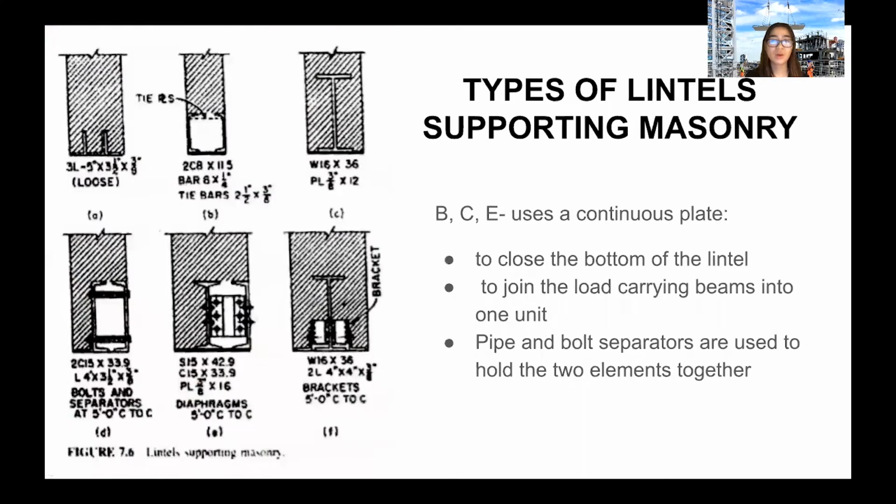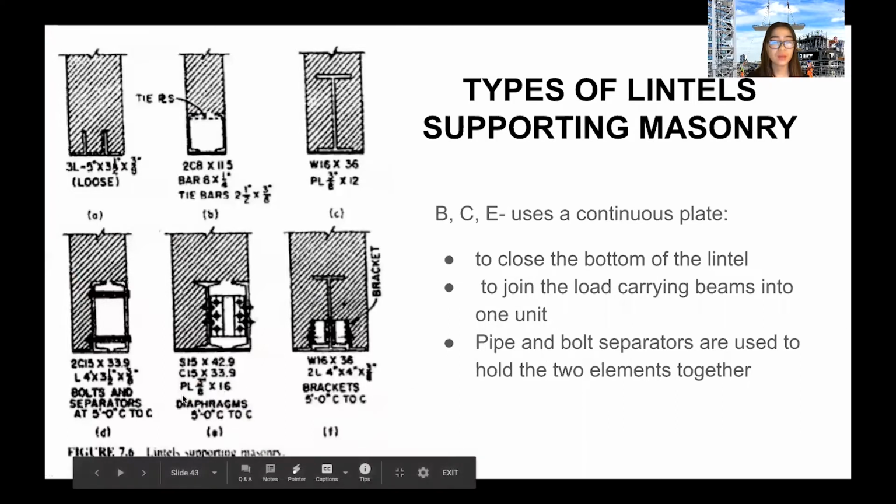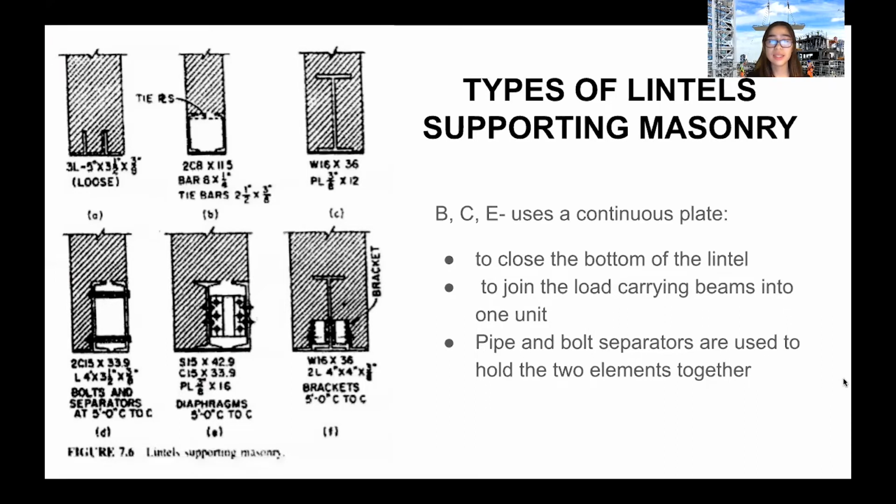For types of lintels supporting masonry, you can see that types B, C, and E use a continuous plate. The continuous plates are used to close the bottom of the lintel, to join load-carrying beams into one unit, and pipe and bolt separators are used to hold two elements together. So B, C, and E.